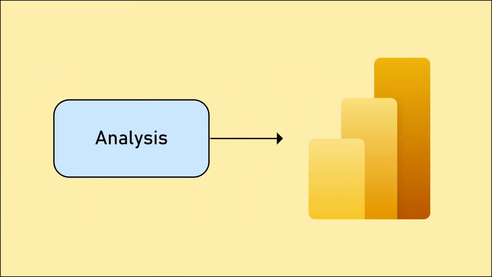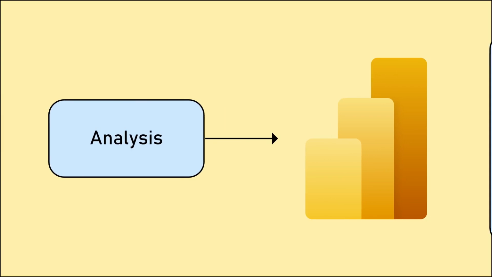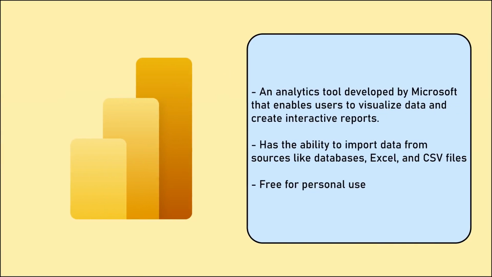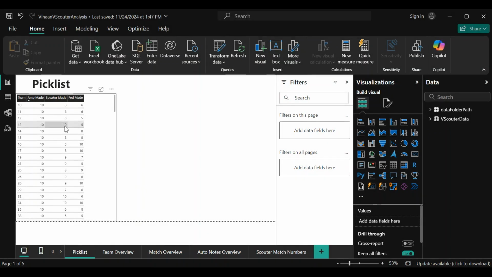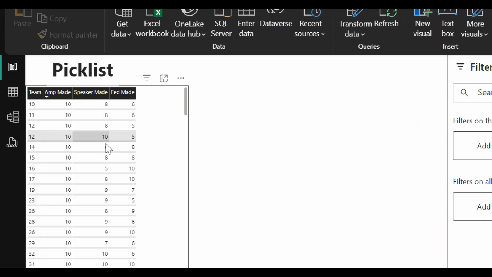Once the data is parsed, it's time to analyze it. For this, I used PowerBI. PowerBI is the analytics tool developed by Microsoft that enables users to visualize data and create interactive reports. It's also free for personal use. On the pick list page, you can order the teams you have scouted based on how many notes they've scored in the speaker and amp, as well as how many notes they have fed.